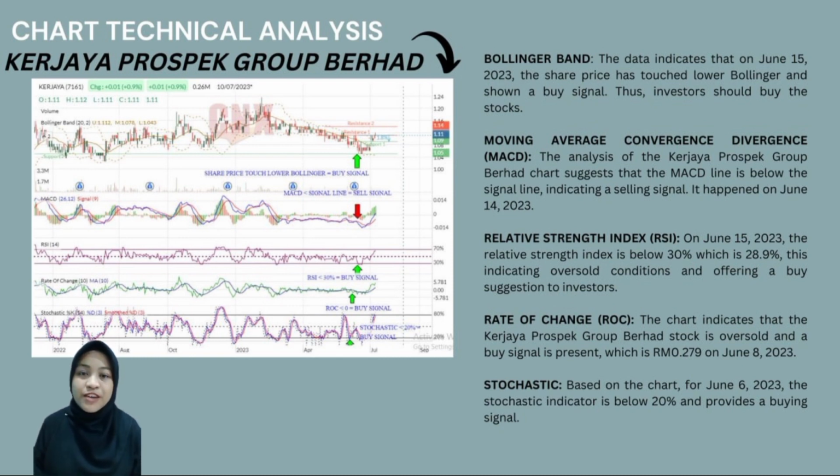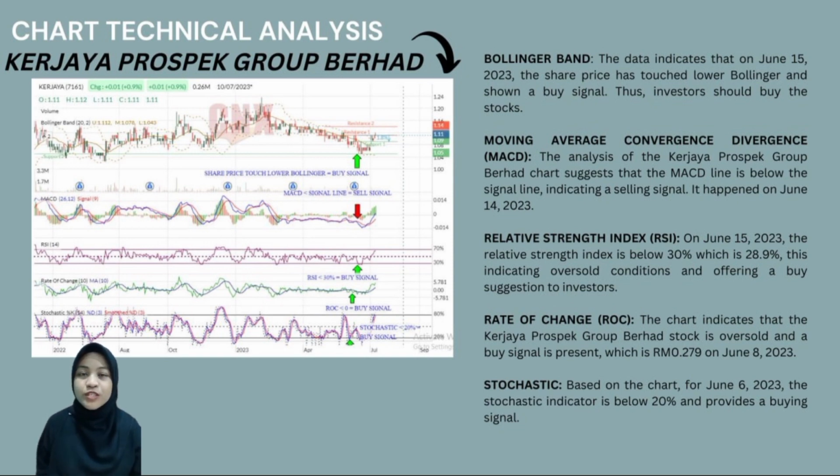Next, we use Moving Average Convergence Divergence, or MACD, to analyse the chart. The analysis of the Kejaya Prospect Group Berhad chart suggests that the MACD line is below the signal line, indicating a selling signal. It happened on June 14, 2023. We also use Relative Strength Index, RSI. On June 15, 2023, the Relative Strength Index is below 30%, which is 28.9%, indicating oversold conditions and offering a buy suggestion to investors.